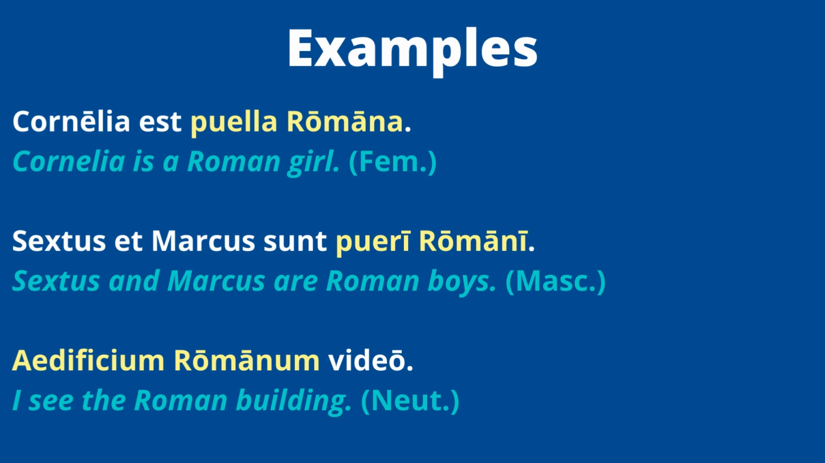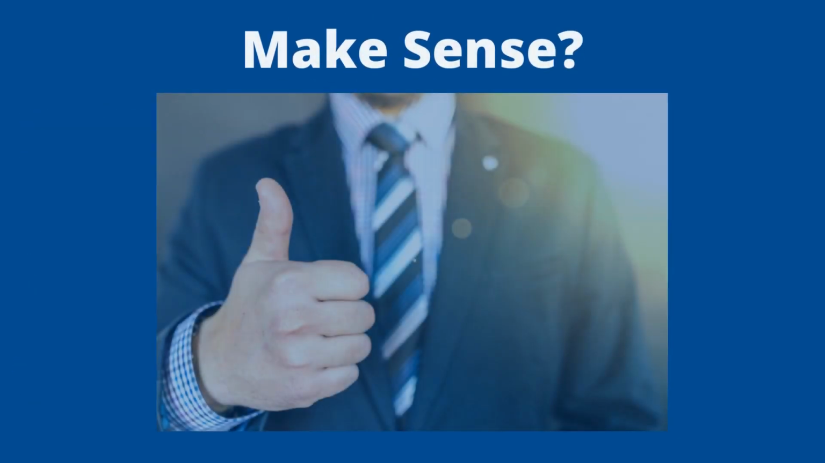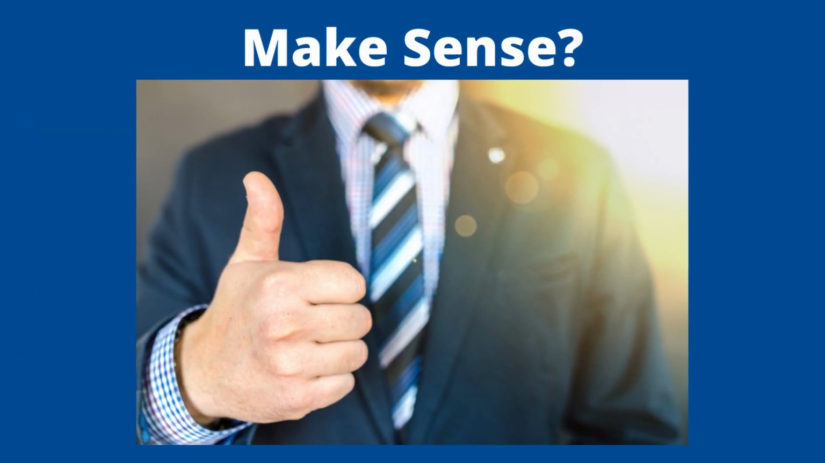So we have a feminine form of Roman, Romana, a masculine form, Romani, and a neuter form, Romanum, right? Romana, Romani, and Romanum all mean the exact same thing. All three of those mean Roman. The only reason that they're spelled differently is because of the case, number, and gender of their noun. Remember, it has to match. Okay? So hopefully this makes a little bit of sense, and we're feeling pretty confident about it.